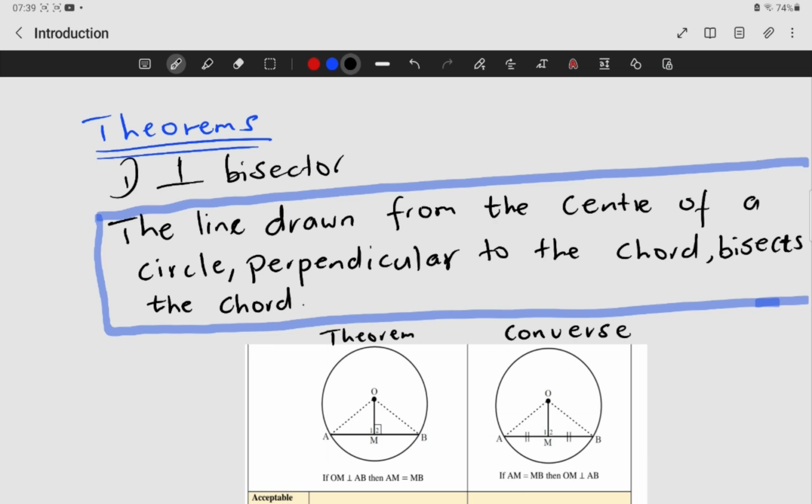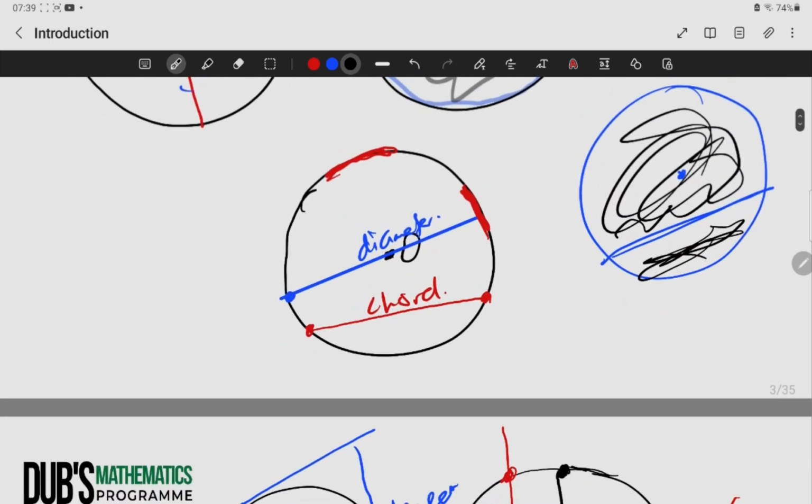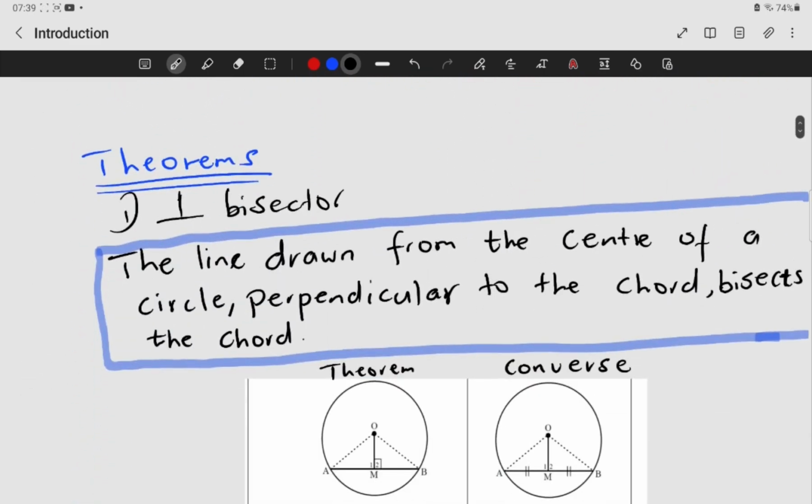The first one says the line drawn from the center of a circle perpendicular to the chord bisects the chord. So you must first understand what a chord is. We covered that in the previous video. It's a line from one point on the circumference to another point on the circumference, and it doesn't pass through the center. Just to recap.